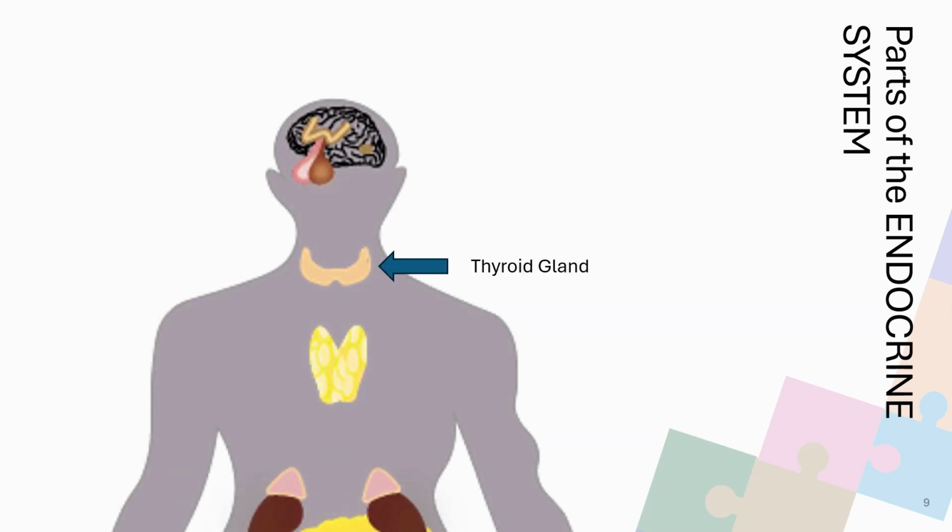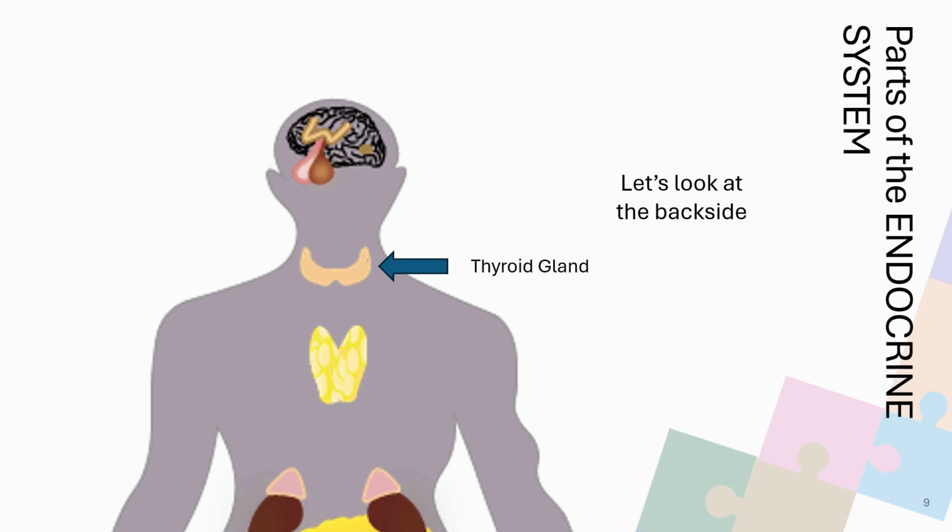Okay, let's move down the body a little bit. And so we're going to move down into the neck, and sitting right over the top of your trachea, just above your two collarbones, is this organ that sits a little bit on both sides. That is your thyroid gland. Okay, your thyroid gland.